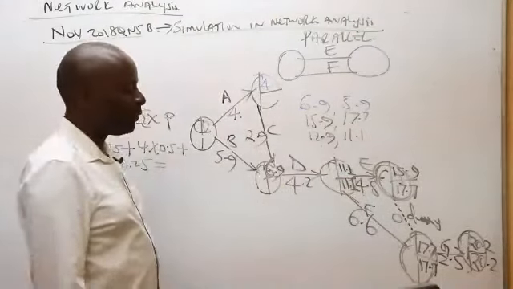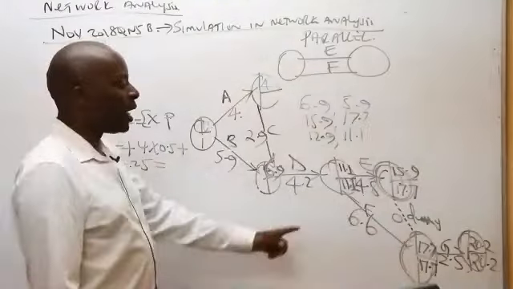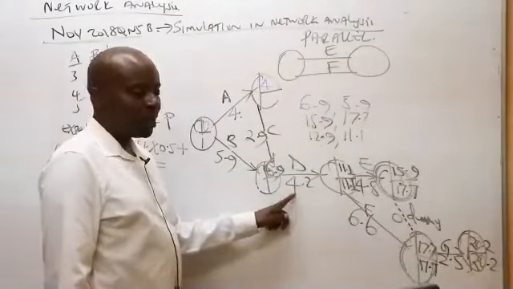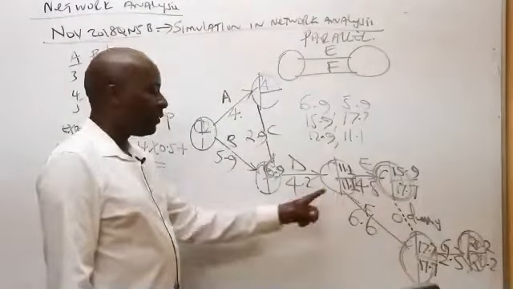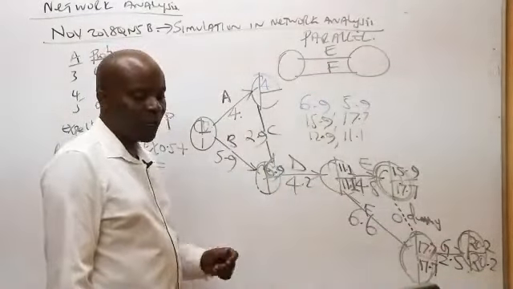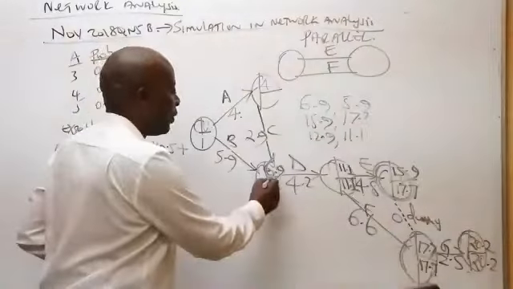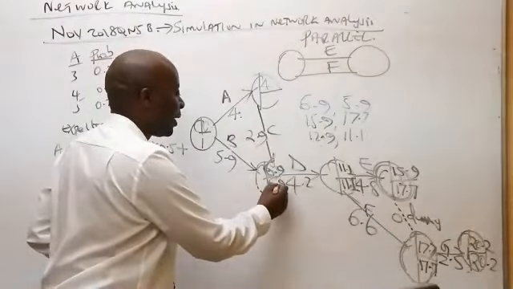So from there we have 11.1 minus 4.2. 11.1 minus 4.2 will give us what figure? 6.9. Thank you very much.